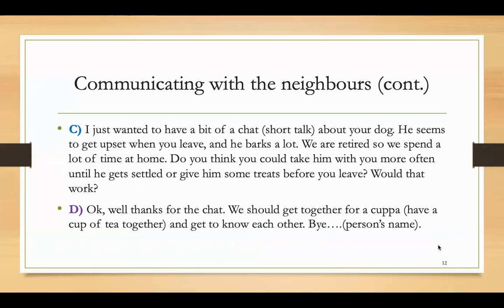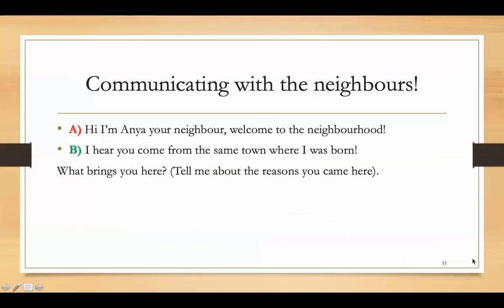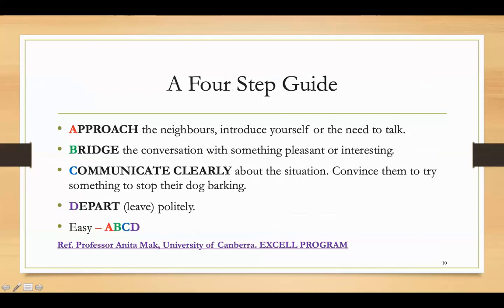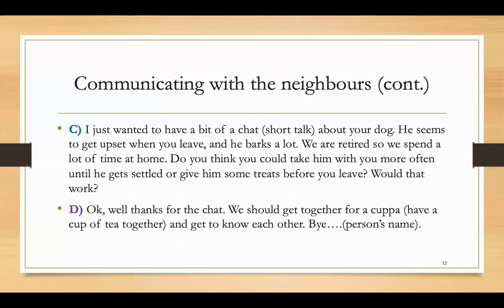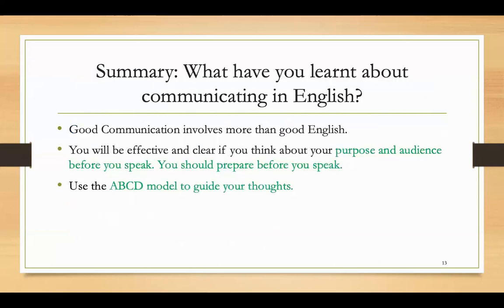And then finally I said, okay, well, thanks for the chat. We should get together for a cuppa. And that in Australia means have a cup of tea together and get to know each other. Bye, and the person's name. So you can see that I followed the ABCD model, which is quite logical, except that the B, the bridging part, is something that is a little different, but it's very important because that is the part that actually connects you with the person that you're talking to.